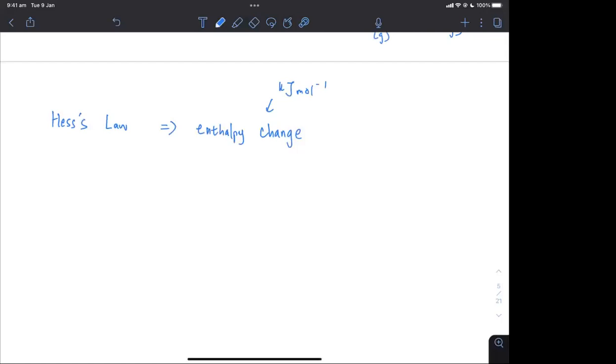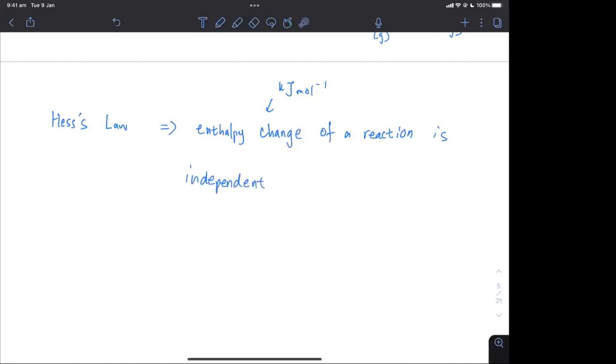Energy is not enthalpy change. Enthalpy change is to do with how many moles are involved. So this is the enthalpy change of a reaction. It does not depend on which path you take, but what is very important is that it is independent, or you can say not dependent.